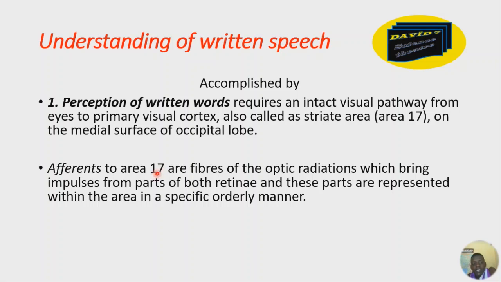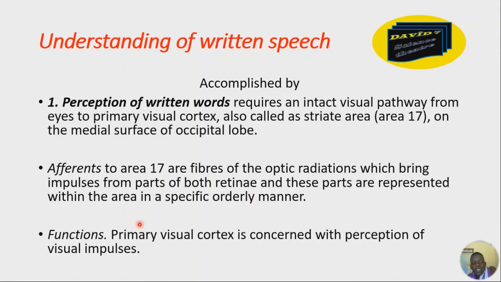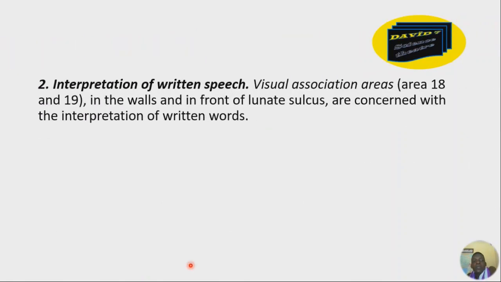So afferents to area 17 are fibers of optic radiations, which bring impulses from parts of both retina, and these parts are represented within the area in a specific orderly manner. This is a good point to take note of. We have optic radiations going to area 17. Optic radiations arise from the thalamus. So functions: the primary visual cortex is concerned with perception of visual impulses. It perceives, just perception. Let's continue.